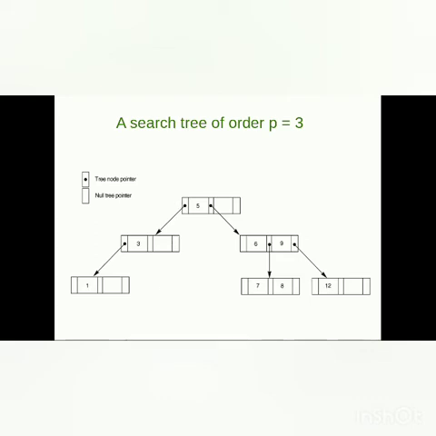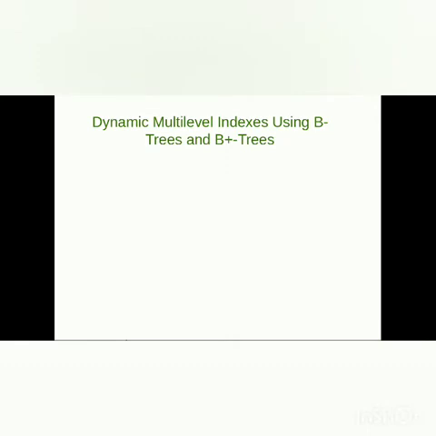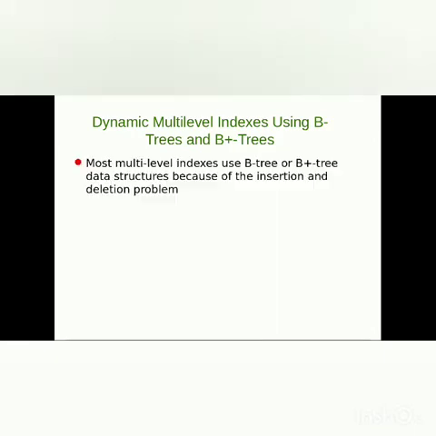For the tree structure, the structure of the tree is important. It must be a balanced one. That is why a dynamic multi-level index uses a B tree or B plus tree, which are balanced trees. It guarantees that the tree is always balanced. A tree constructed from the list of key values is always balanced.